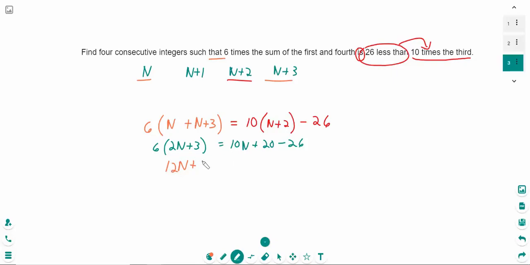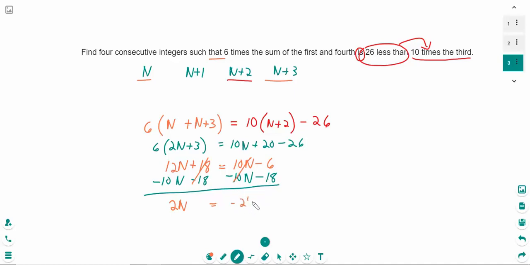12n plus 18 equals the 10n plus the 20 minus 26, so that's going to give us a minus 6. Now we're going to move our n's over, get all of them together. So we'll subtract this side from both sides. And let's see, let's move our integers over. We're going to move this positive 18 over to the other side. And to do that, we change it to a negative 18. So we end up with 12n minus 10n, which is going to be 2n. We have the n's cross out here, and we have minus 24.